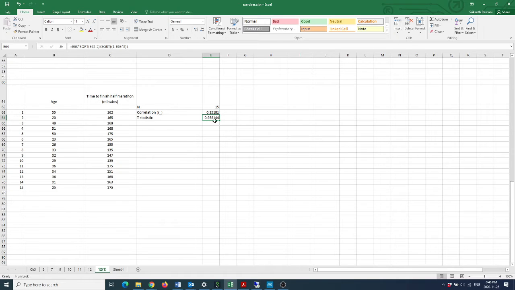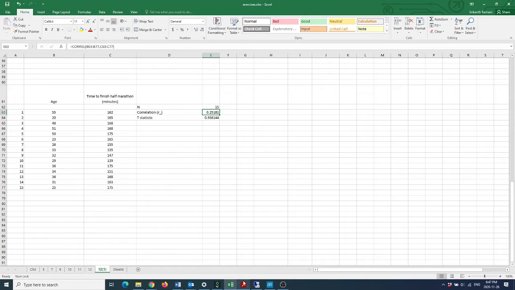And so this t statistic is 0.938. As you can see, this t statistic is not high enough. It is not greater than the critical value, with n minus 2 degrees of freedom. Since the critical value is much higher, you cannot say that the correlation over here is significant enough.